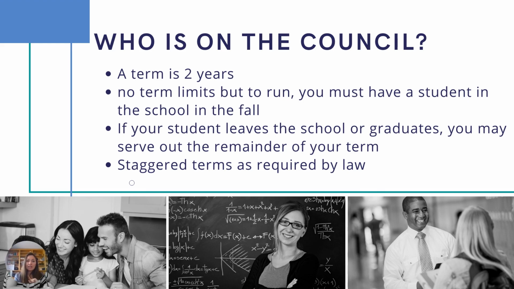Also, the law requires that the terms be staggered. This means that if you have those 4 parents on your school community council, 2 are elected on odd years and 2 are elected on the even years. This makes sure that there's always some institutional knowledge that is passed down and that there's always someone who knows what they're doing who can help support our newer members.